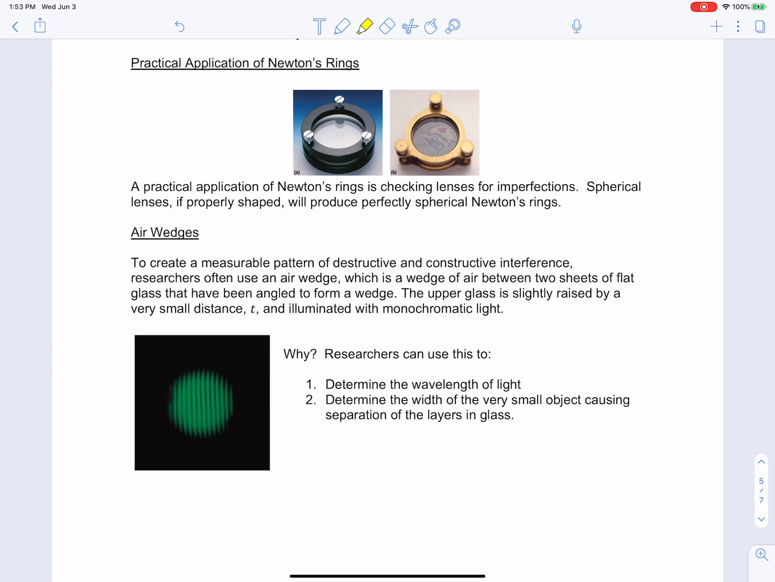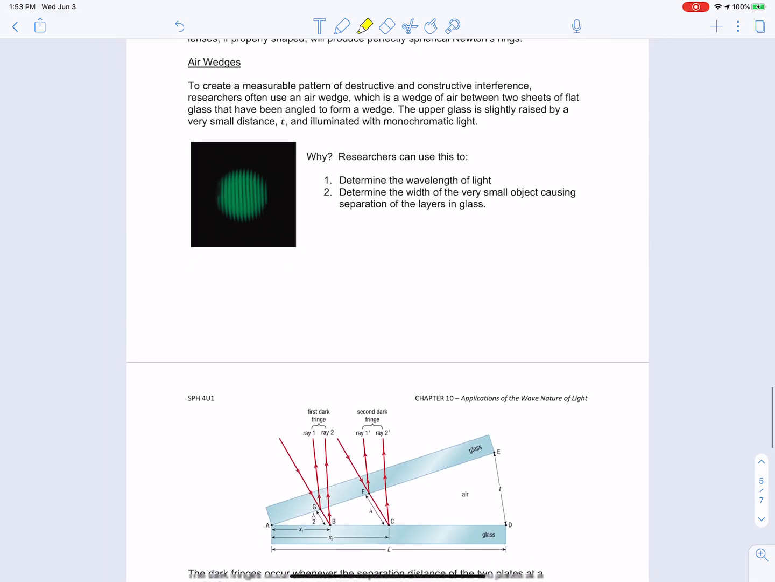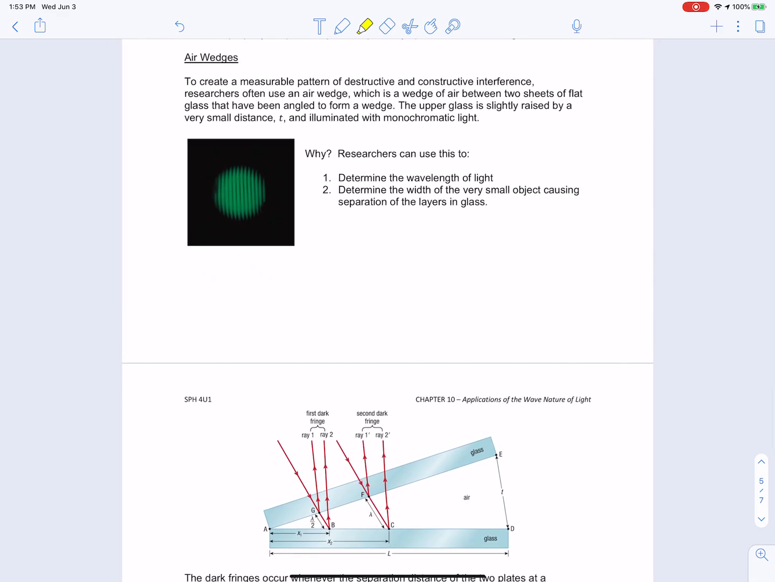Next, a similar phenomenon occurs with air wedges. To create a measurable pattern of destructive and constructive interference, researchers often use an air wedge, which is a wedge of air between 2 sheets of flat glass that have been angled to form a wedge. And I'll show you what that looks like. So here we have 2 sheets of glass, 1 and 2, and there's a wedge of air in between them.